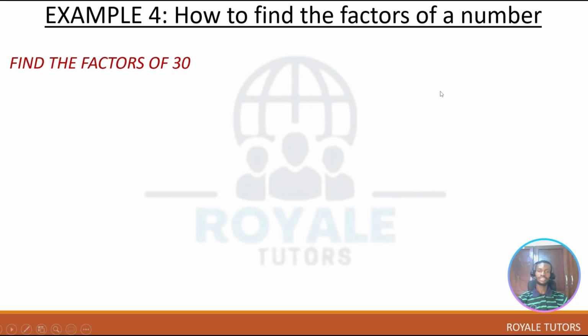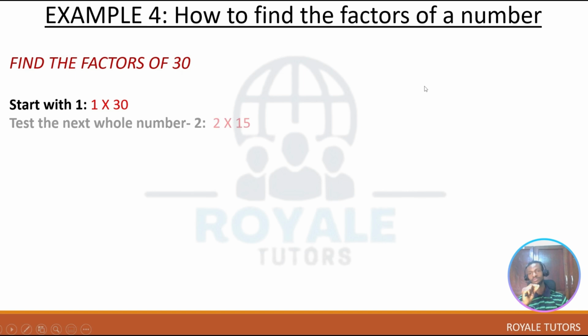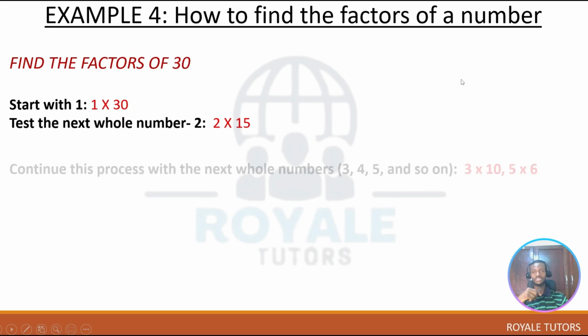So the next example is example 4. Find the factors of 30. We are finding the factors of 30. Now, start with 1. Remember, the first step is start with 1. So 1 times 30. Then test the next whole number. The next whole number is 2. So how many times will 2 divide 30? 15 times. So 2 will divide 30 15 times.